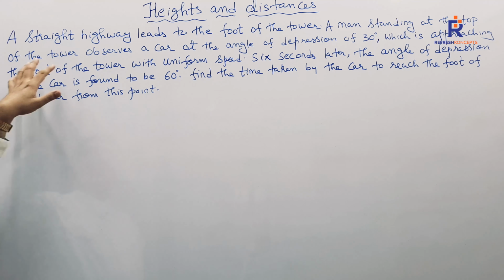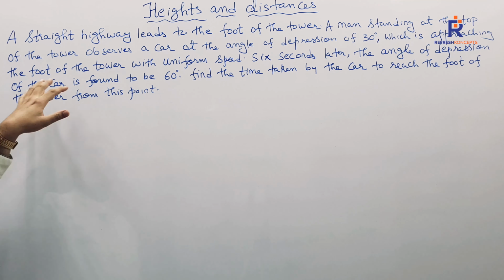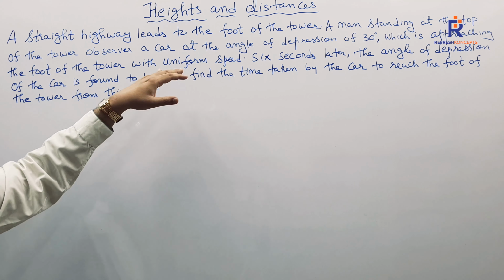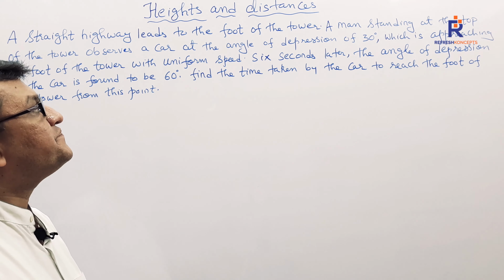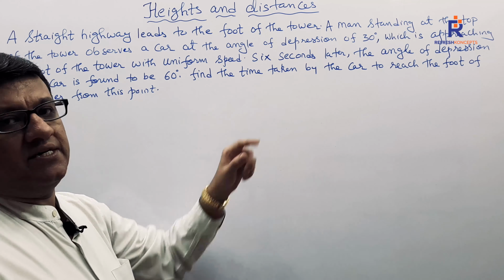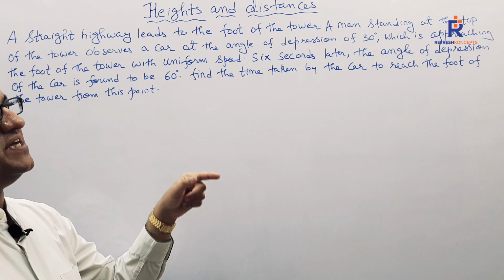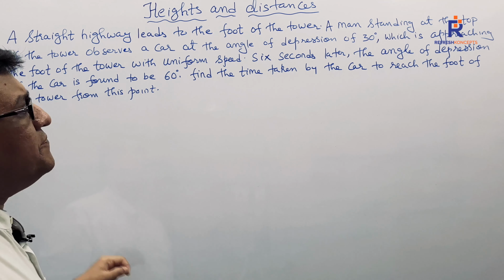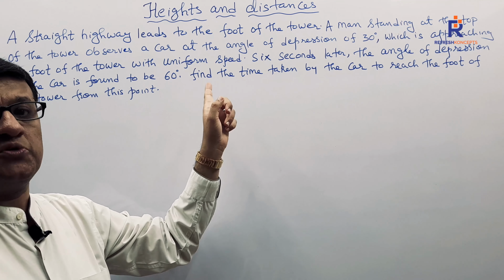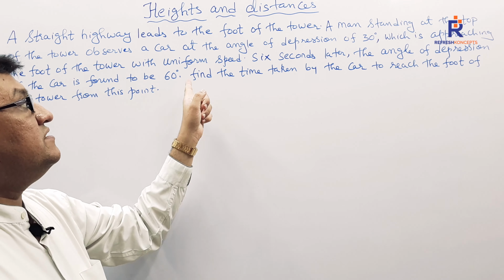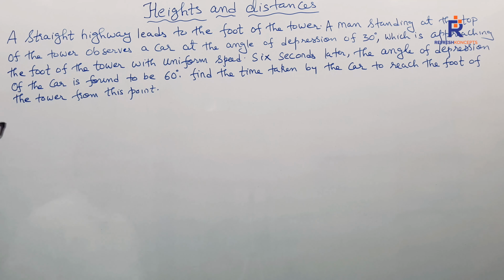A man standing at the top of the tower observes a car at an angle of depression of 30 degree, which is approaching the foot of the tower with a uniform speed. So the car is moving with some uniform speed. 6 seconds later, so that means the car has traveled for 6 seconds. It's only after that, 6 seconds later, the angle of depression of the car is found to be 60 degree. So we have the second angle of depression, but after 6 seconds, mind you. Find the time taken by the car to reach the foot of the tower from this particular point.